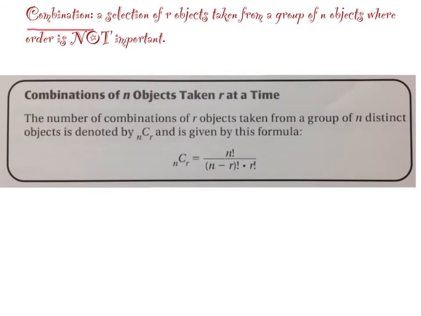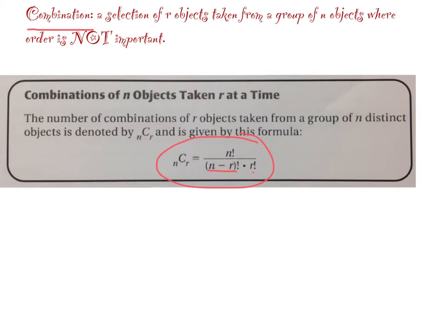And so when we have combinations, the number of combinations of R objects taken from a group of N distinct objects is denoted by NCR. Remember, when we did permutations, it was NPR, and now we have NCR, and that's a different formula, so another one you've got to know. NCR equals N factorial over N minus R factorial, and then times another R factorial in the denominator.